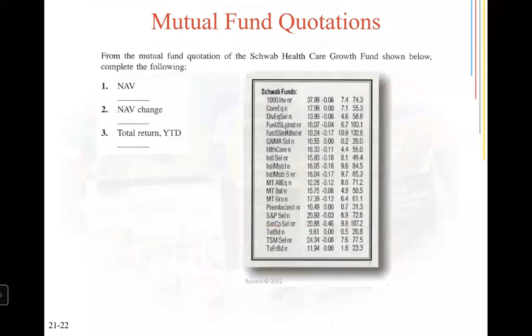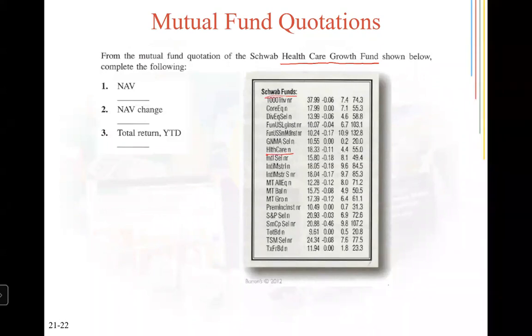All right, so let's look at this last question before we close. In this one, you are given the mutual fund quotation of Schwab Healthcare Growth Fund shown below, complete the following. So the whole group is called Schwab Funds, but we're looking for the Healthcare Growth Fund. If you go down the line, you'll see this one here that says HLTHCARE. So that's the one we're looking for.